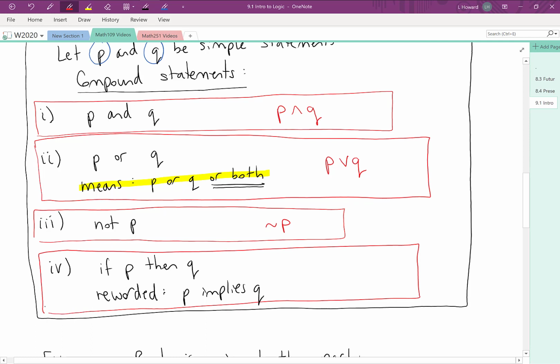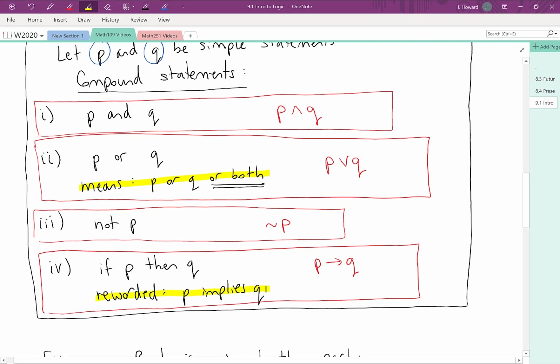And then the fourth and final compound statement that we're going to practice today is the if-then structure. So if you say something like if P, then Q, we're going to represent that in terms of notation with an arrow. So we're going to say if something, then something else. We put the something first, the something else second, and we just draw an arrow going to the right. We read that as if P, then Q. Sometimes you'll see that reworded as P implies Q.